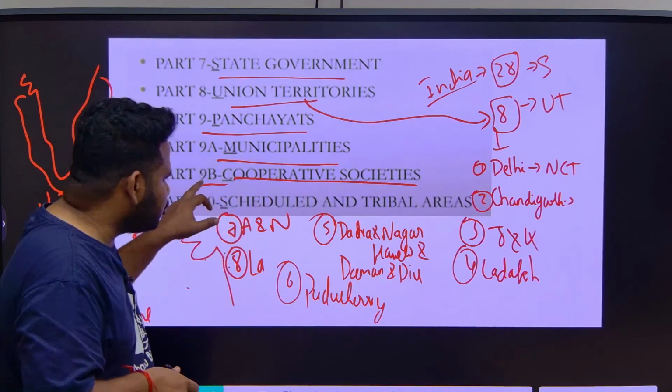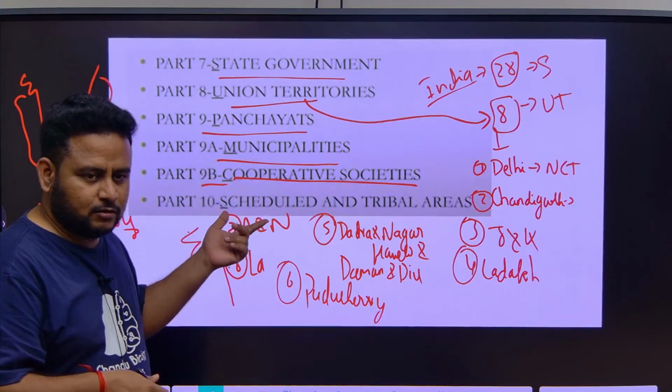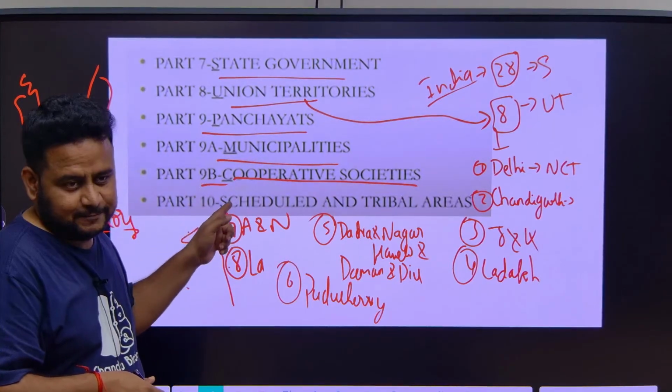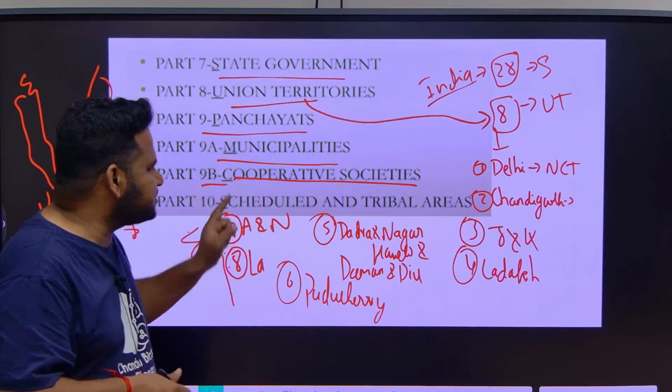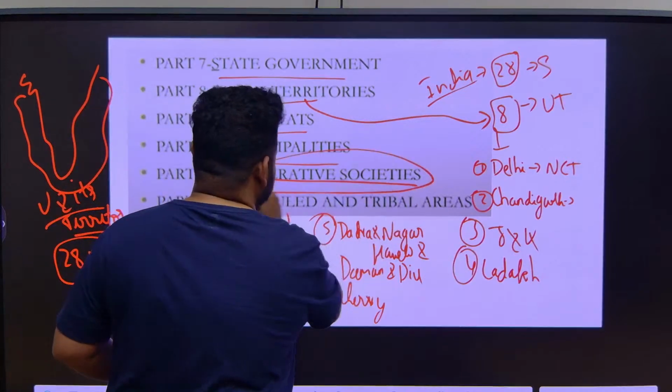So cooperative society is a very important topic. Under which part is it? Part 9b. Part 9 is Panchayat, 9a is municipalities, 9b is cooperative societies. Highly important, very important.